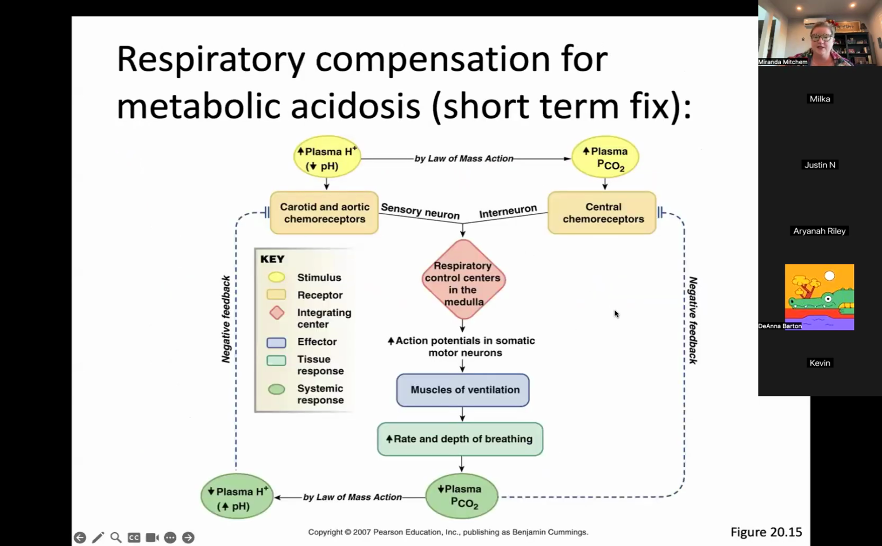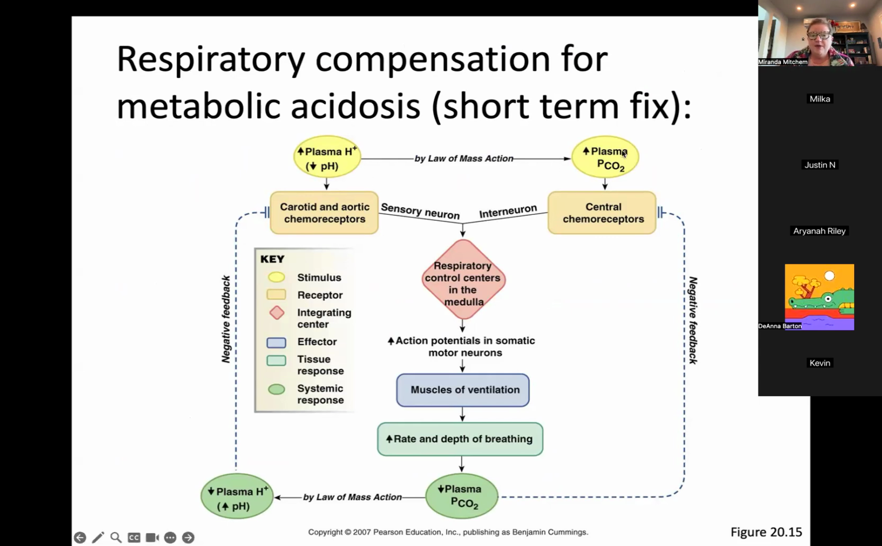So this is the respiratory compensation, but it is for a metabolic acidosis. Metabolic acidosis means it's from the kidneys, but the compensation mechanisms are going to include that respiratory fix as well.